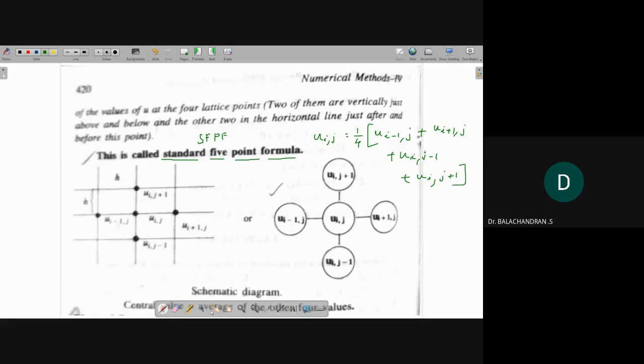So here it is. I think it is not visible. Okay, I'll read it. Central value is equal to the average of the other 4 values. So that's why I told here. Okay, I think you don't have any doubts in this formula. This is the standard 5-point formula. So the next one is the diagonal 5-point formula. The previous one is the standard 5-point formula. The next one is the diagonal 5-point formula.